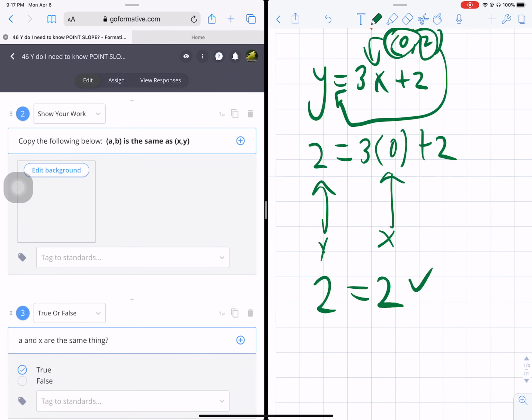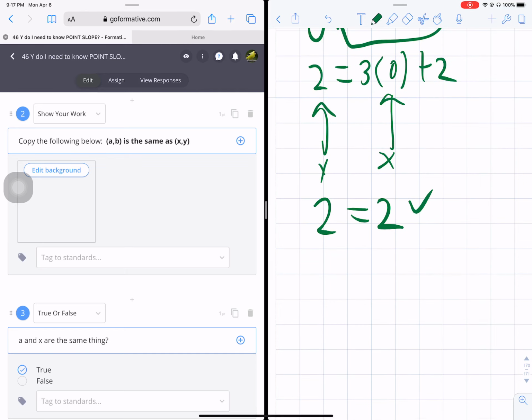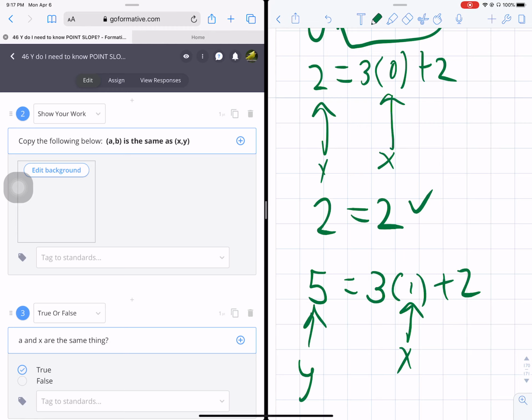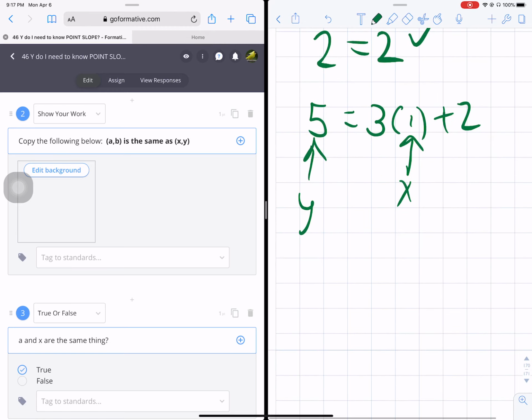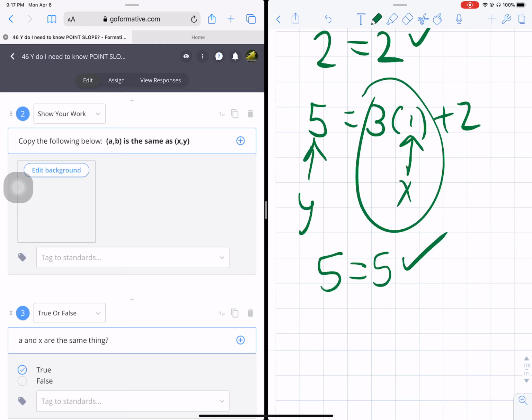It's a true statement. Okay, let's check the same equation except for instead of 0 comma 2, let's try 1 comma 5. And 1 comma 5 would look like this. There's my x coordinate. There's my y coordinate. Does it make a true statement? 3 times 1 is 3, plus 2 is 5. I would have 5 equals 5. That makes a true statement. That means that 1 comma 5 is on the line y equals 3x plus 2.